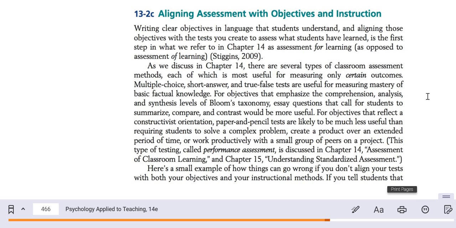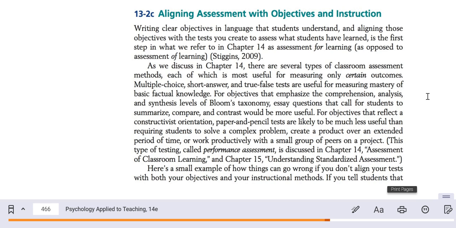For objectives that reflect a constructivist orientation, paper and pencil tests are likely to be much less useful than requiring students to solve a complex problem, create a product over an extended period of time, or work productively with a small group of peers on a project.